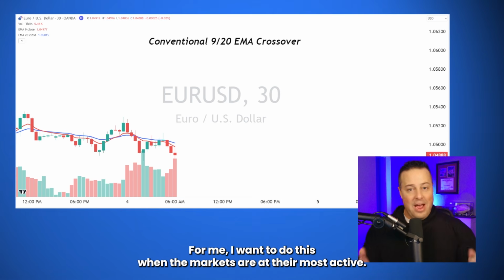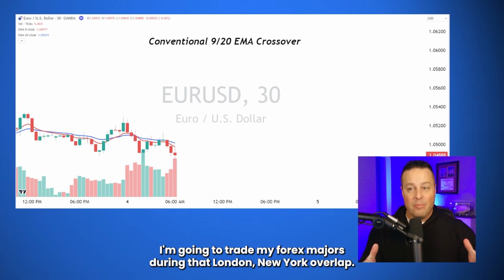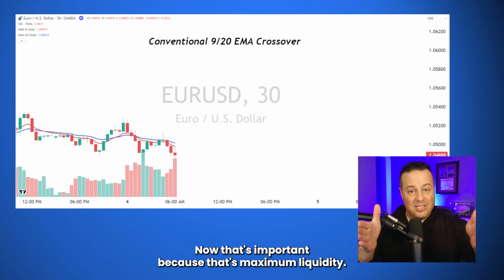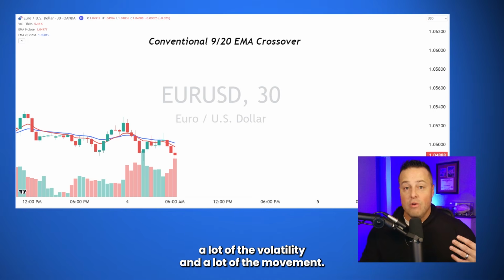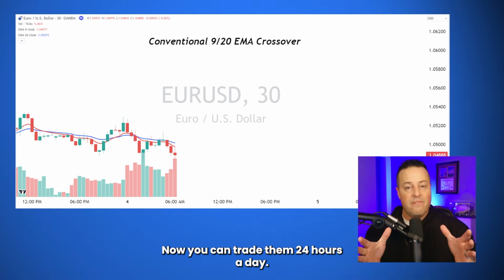All right. For me, I want to do this when the markets are at their most active. I'm going to trade my Forex majors during that London-New York overlap. Now, that's important because that's maximum liquidity, and that's typically where we see a lot of the volatility and a lot of the movement. Now, you can trade them 24 hours a day. Feel free to do that.